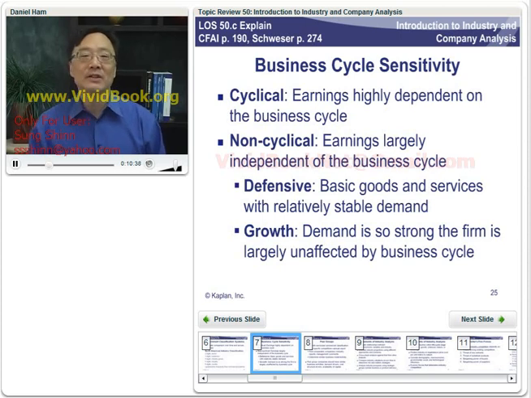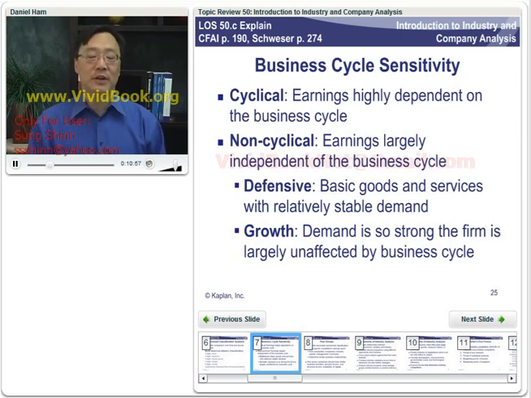Cyclical, one of the sectors of cyclical was financial services. Financial services are very cyclical, so they're highly dependent on the business cycle, as opposed to a defensive non-cyclical sector, something like basic goods, so things like consumer staples.